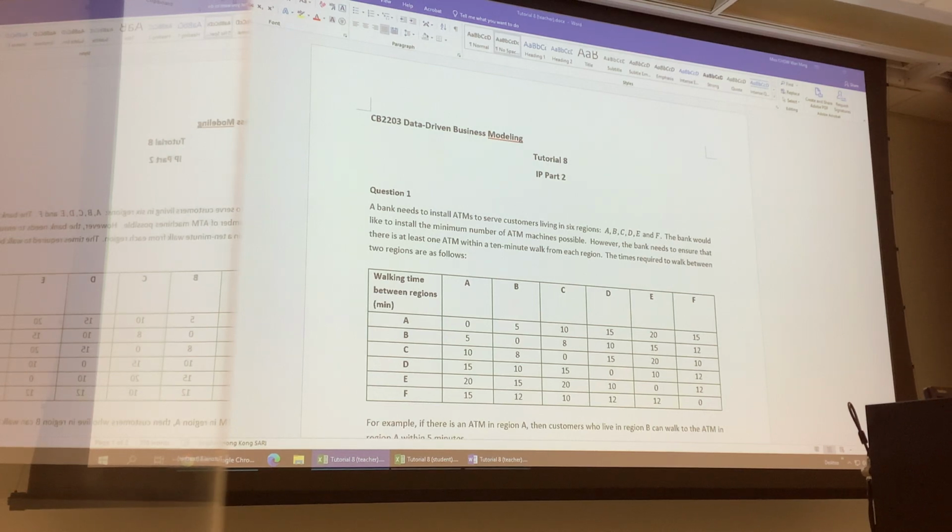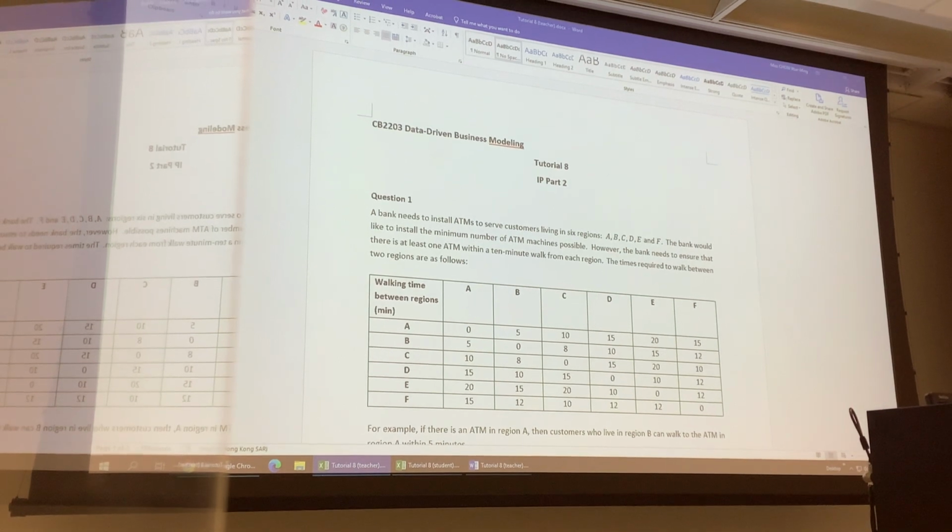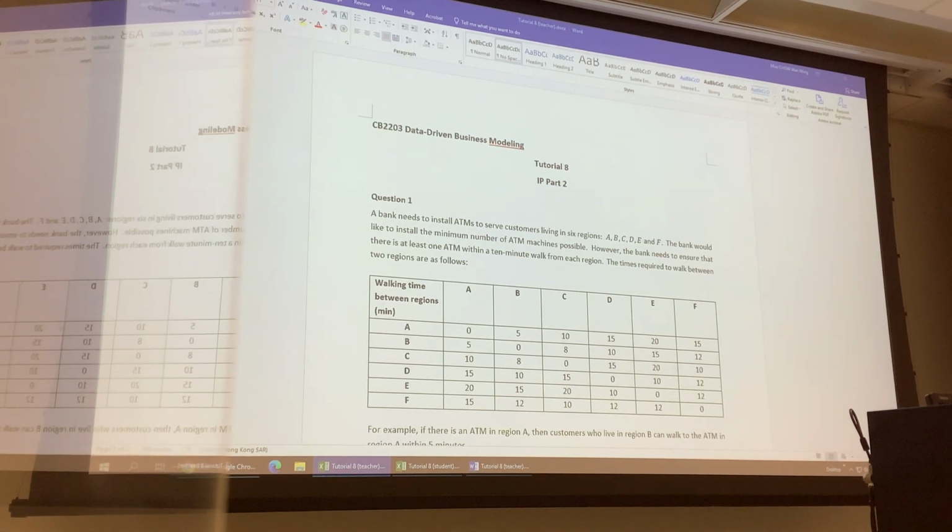We have one question in this tutorial, and I will first go through the question background and then we can go to the solver. Okay, so let's start now.